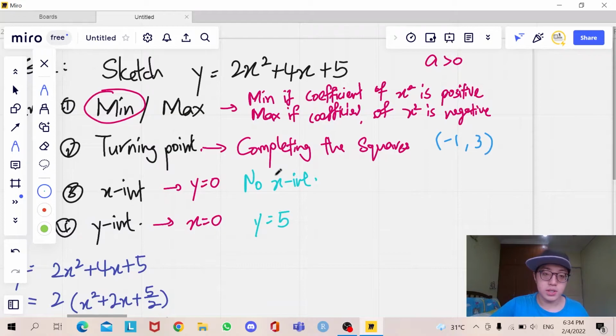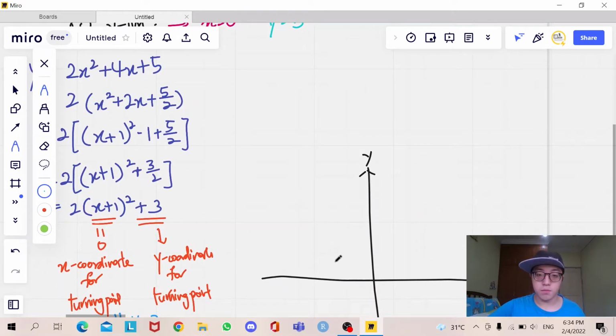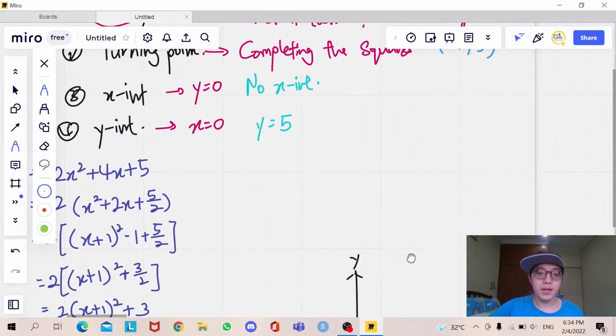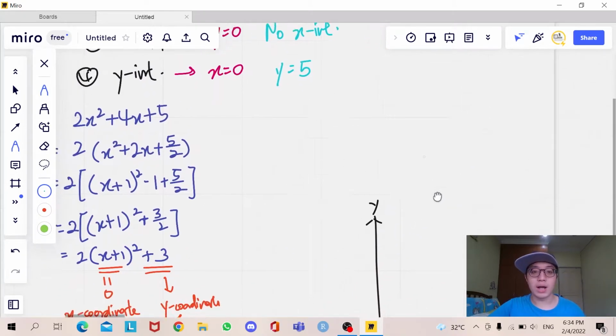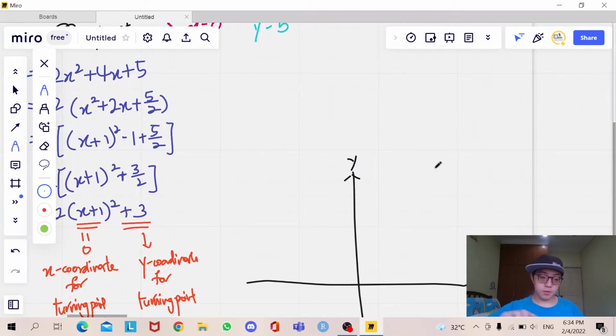First it's a minimum, so we know that it's a U curve. The turning point is -1 and 3. -1 is at this place, and 3 is up here. So we know that the turning point is somewhere here. We can just take note that it's in the second quadrant. So what does the second quadrant mean? I will explain more in the future trigonometry videos, but for now we just know that the turning point is at this section here. And then we have no x-intercept, and y is equals to 5. So from here, you can just straightly sketch your graph as such.